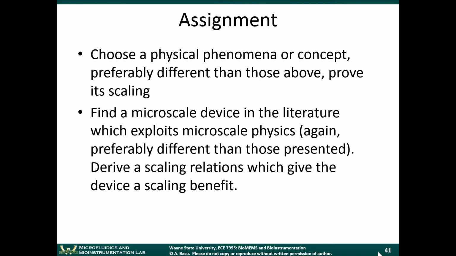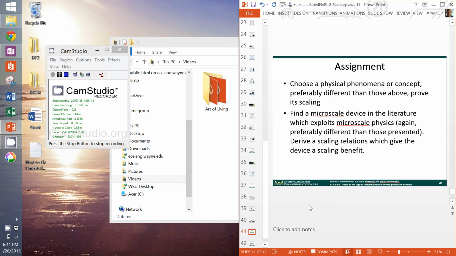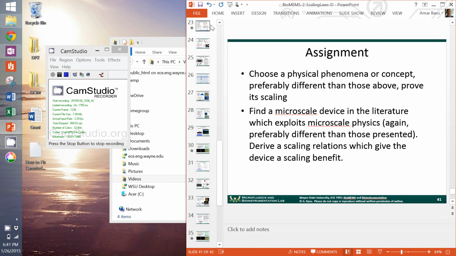There are going to be two parts to the assignment, and we'll talk more about this next time. Choose a physical phenomenon or concept, preferably different than the ones we presented in this module, and prove its scaling. Second, find a microscale device in the literature which exploits microscale physics, again preferably different than the ones presented in this module. I want you to derive the scaling relations which give the device a benefit at the microscale. We're going to talk about how to do this. So this gives you an idea of what we're going to be covering in this module. Okay, so let's go back up here.